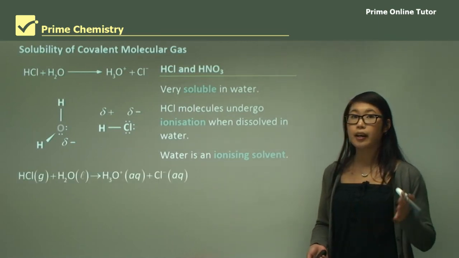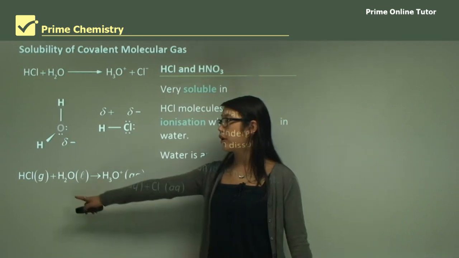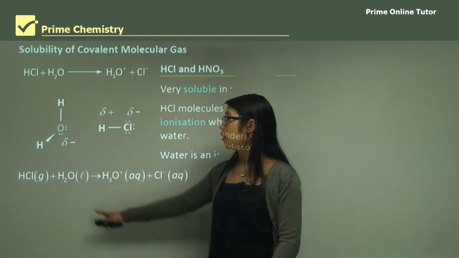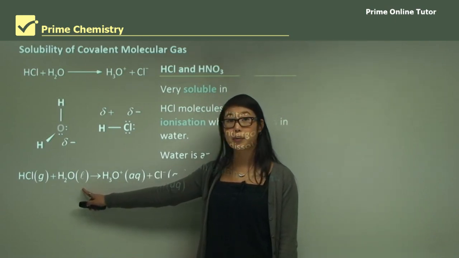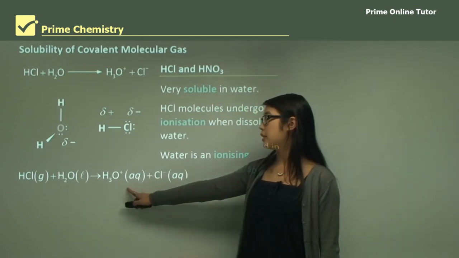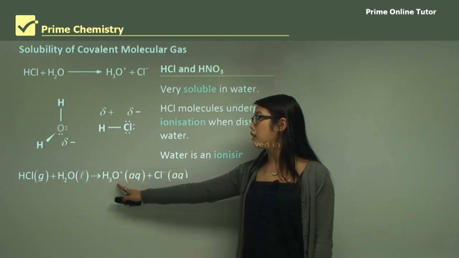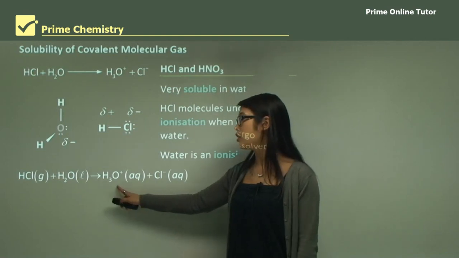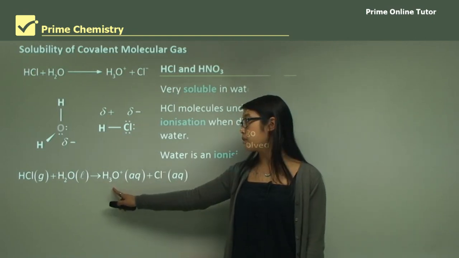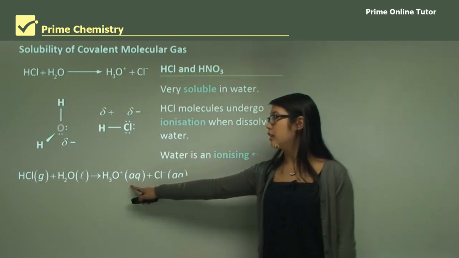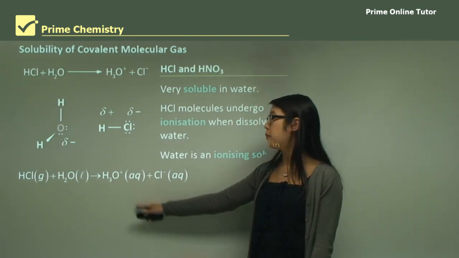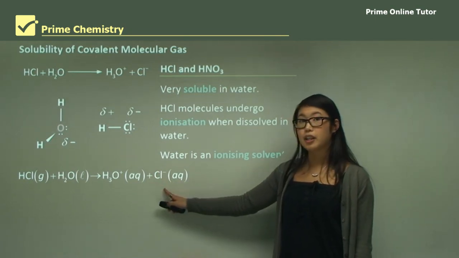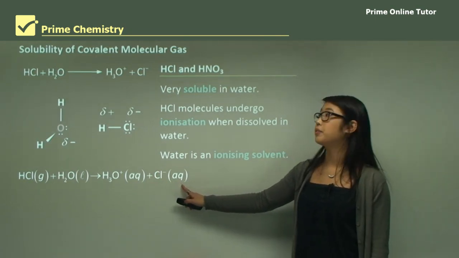When we write this in a chemical equation, we have hydrogen chloride, firstly written as a gas, g, and then water with l because it's in liquid form. What it forms is H3O, because H2O is neutral, there's no charge. We put an extra hydrogen, it becomes positive. And this is in aqueous solution, so we write a little aq here. That leaves us with the chloride ion, which is negatively charged, and that's also in aqueous solution.